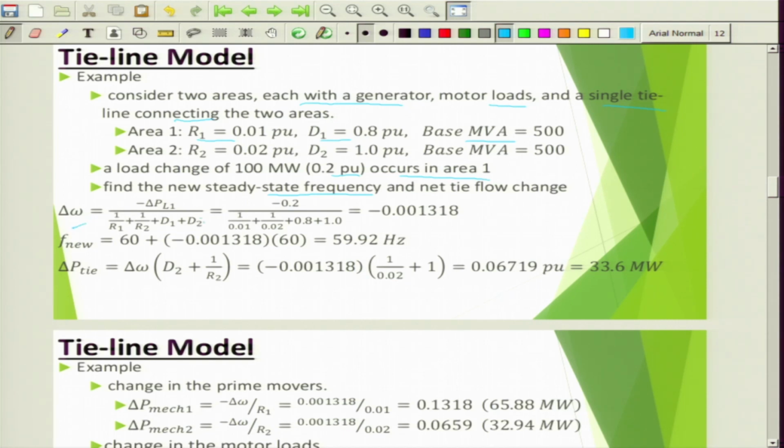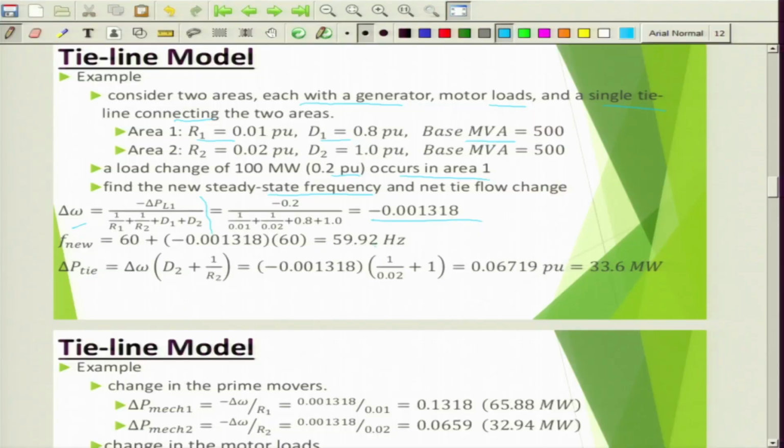Delta omega is nothing but this expression which we have recently derived, and replace each term. We already know what is D1, D2, R1, R2 and what is delta PL1 also. You will get this is the change in frequency. That means if there is an increase in load at network 1, what naturally happens? There will be a decrease in frequency. That means from the earlier frequency, the frequency has decreased by this hertz, this per unit actually.